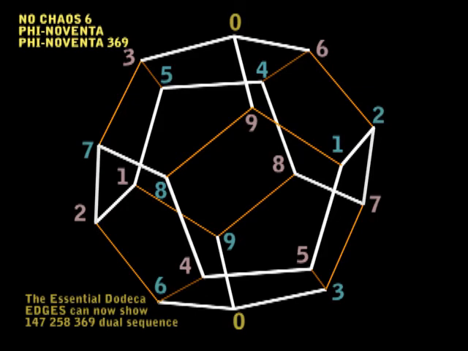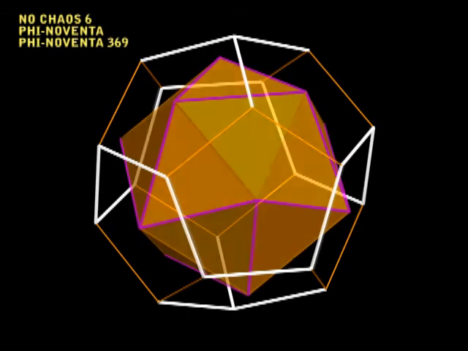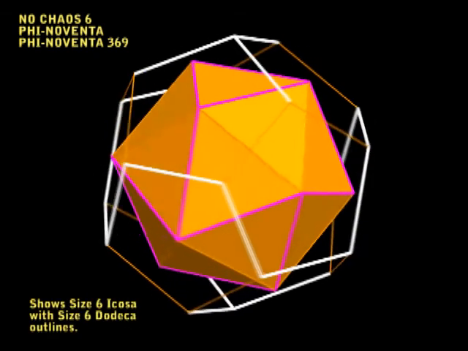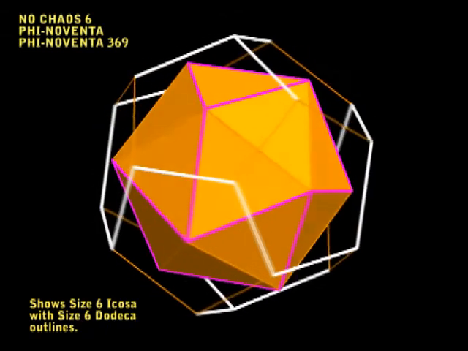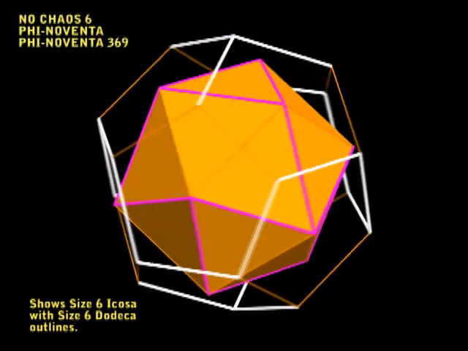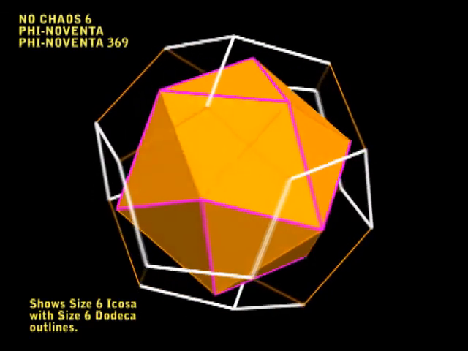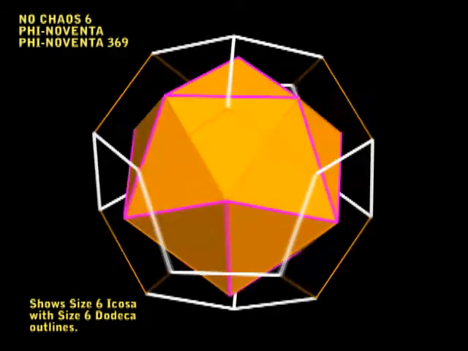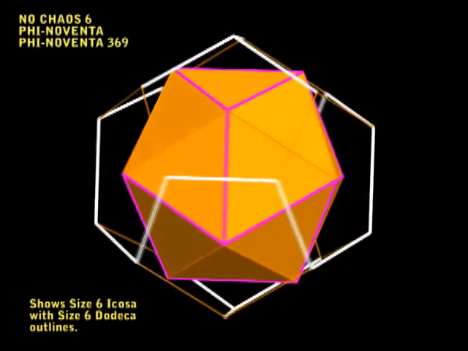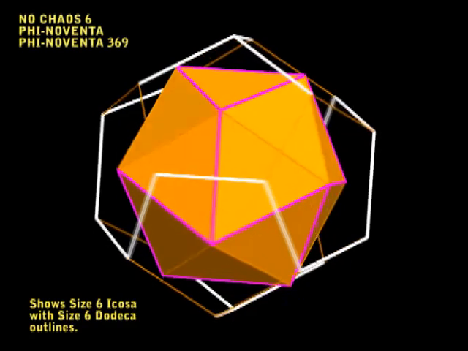Okay, let's just go back to the edges again, and I'm going to bring in a solid size 6 icosa. Now let's give it a spin around and take a look at what we've got. In front you can see we've got a size 6 icosa and a size 6 dodeca outline. Now I showed in my earlier videos, the lessons 1 to 10, these videos that show a wonderful 3D Platonic order without any chaos.